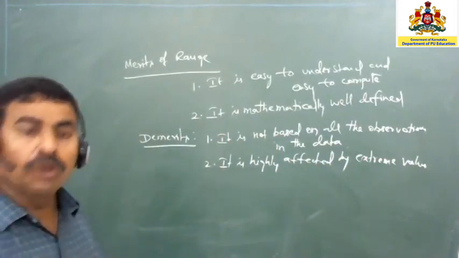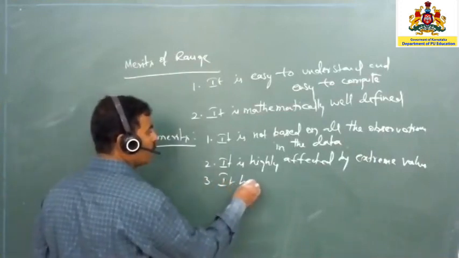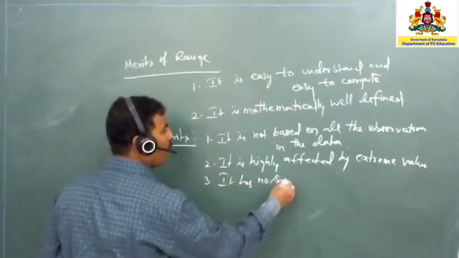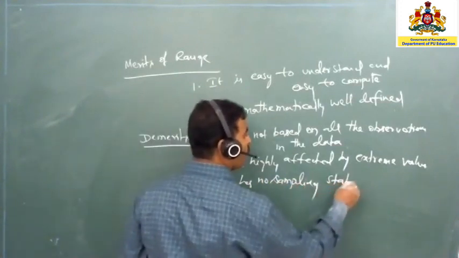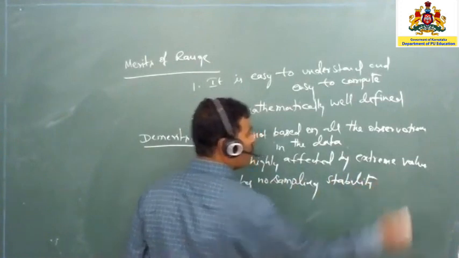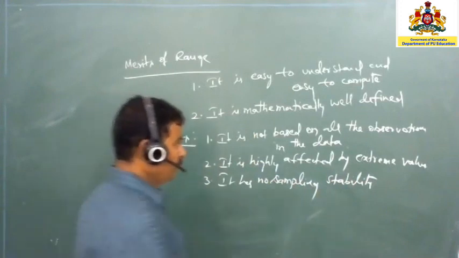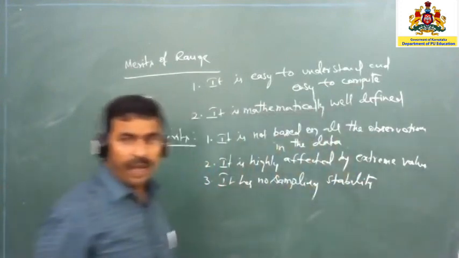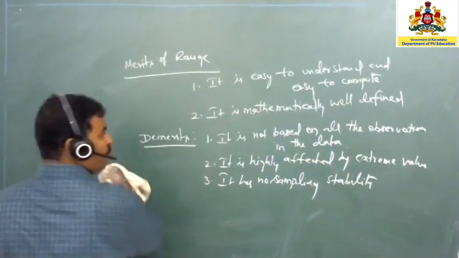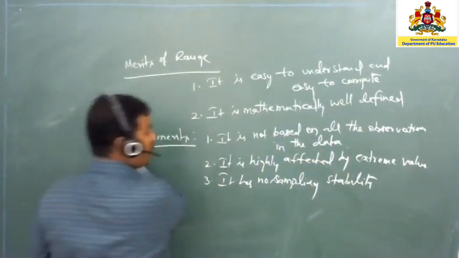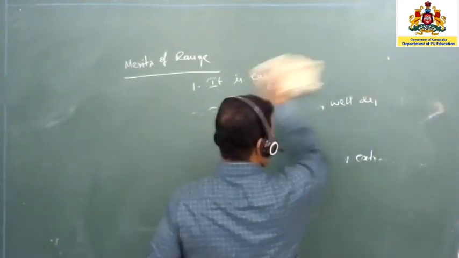So it has no sampling stability. These are the merits and demerits of the range. Now I'll go to the next measure, quartile deviation.